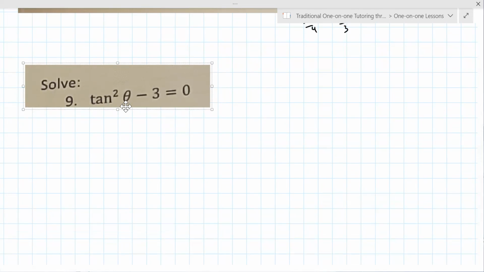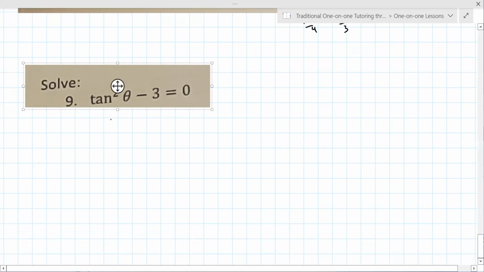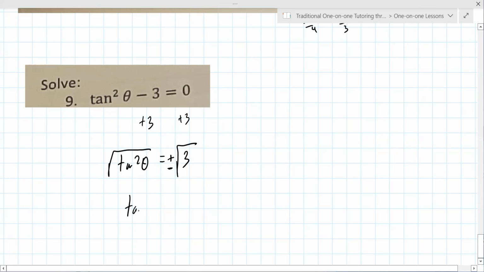So the overarching thing here is, can you get the trig function isolated? And you can. It's tangent squared theta equals 3. But is that really isolated? The answer is no, because there's a square there, so you undo a square with a square root, but you have to remember it's plus or minus. So tangent theta equals plus or minus square root of 3.